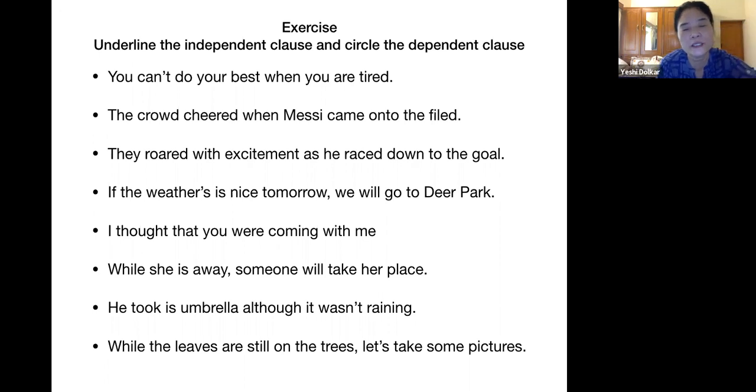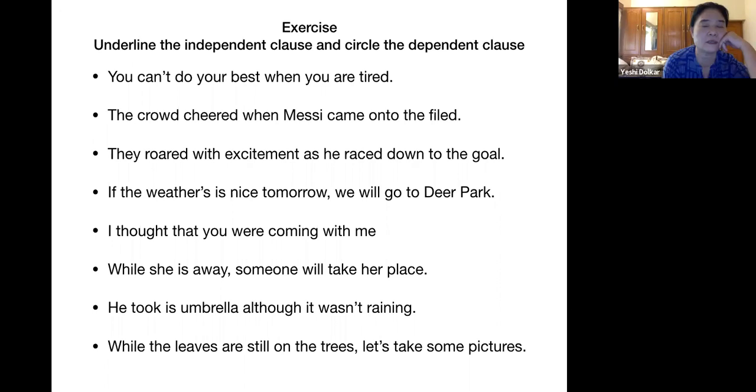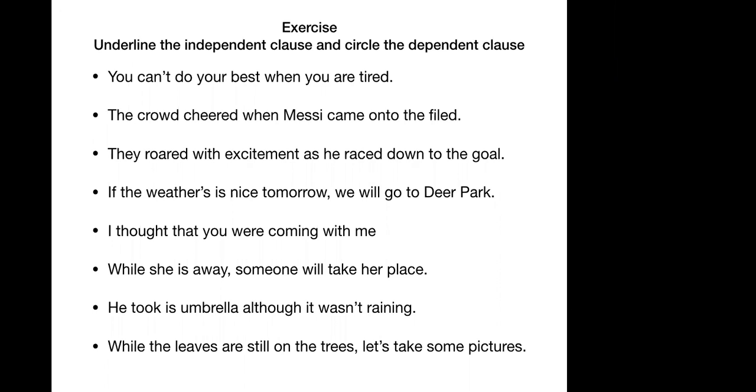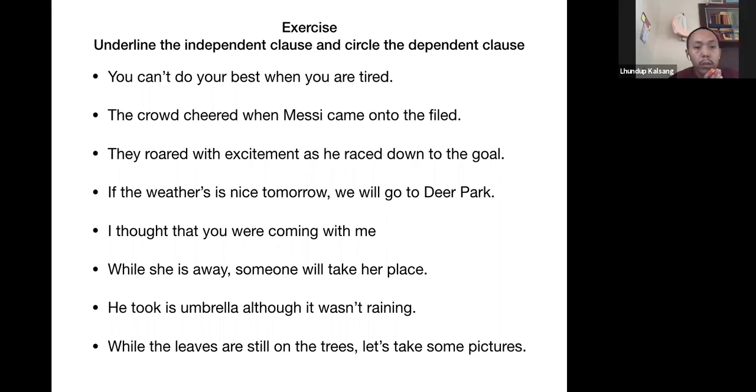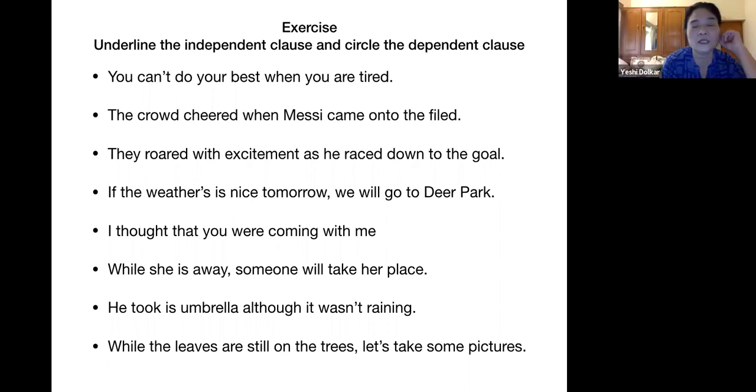He took his umbrella although it wasn't raining. He took his umbrella is the independent clause. Although it wasn't raining is a dependent clause. Yes. Okay. What about the last one?